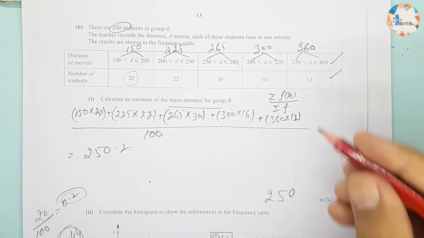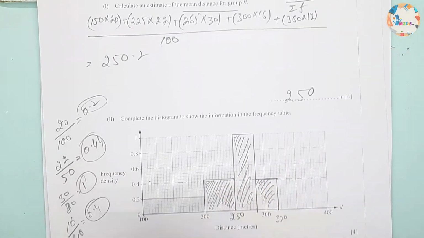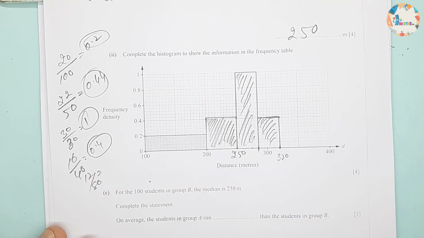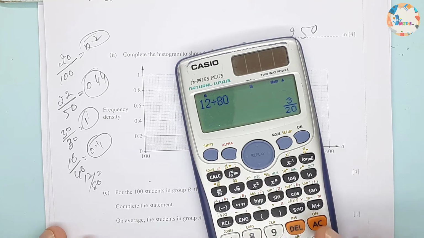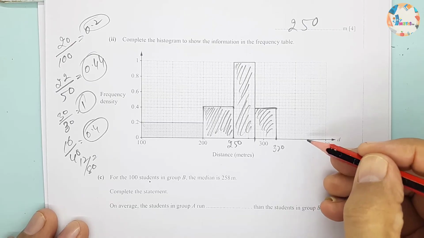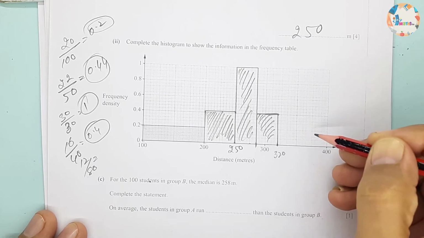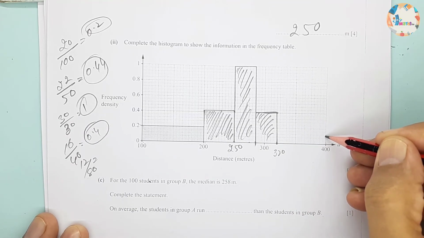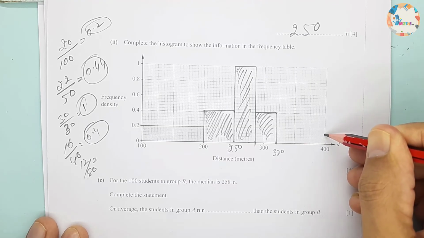Next part is 320 to 400, and the class width is 80. So 12 divided by 80 will be equal to 0.15. So 0.15, 0.1 is in the middle. So it is up to 400. So we can take 0.15 up to this one.